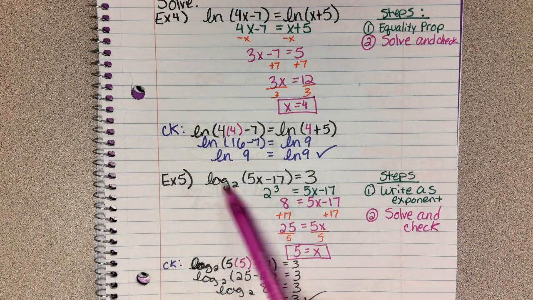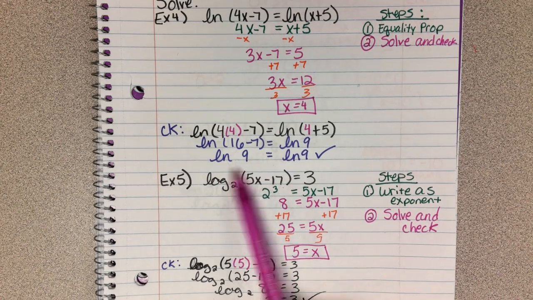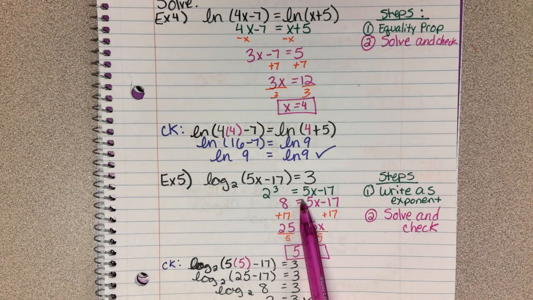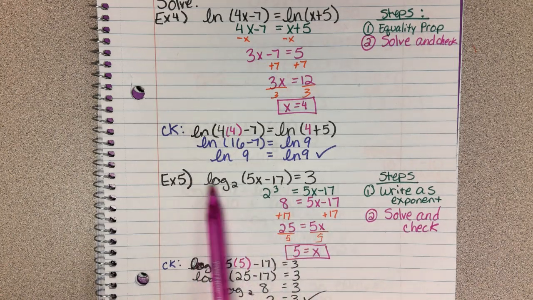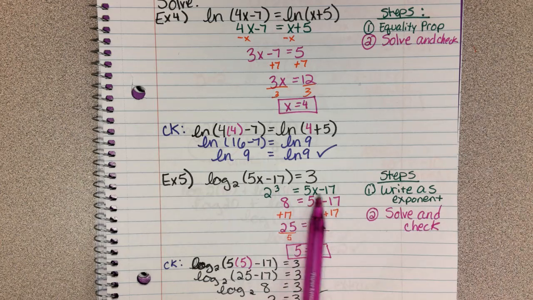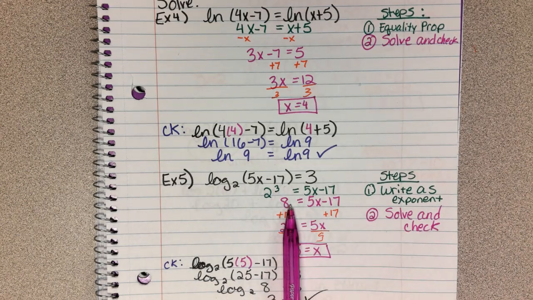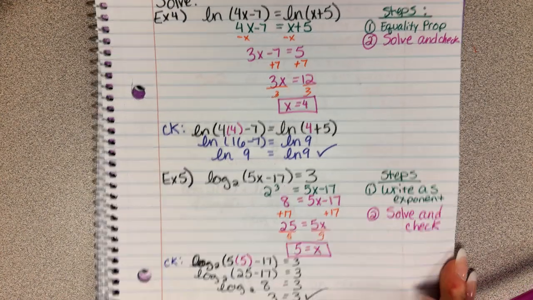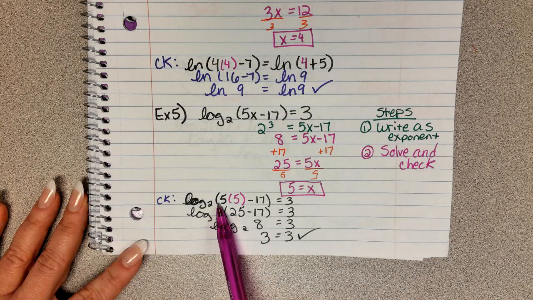You will also see just a logarithm on one side. If you only have a logarithm on one side, what you can do is you can immediately go ahead and rewrite that as an exponent. So I'm just going to take this logarithm and rewrite it as an exponent. 2 to the power of 3 equals 5x minus 17. 2 to the power of 3 is 8. And then from there, I would just solve like a basic 2-step equation all the way to where x equals 5. I'll plug that answer back in to check.